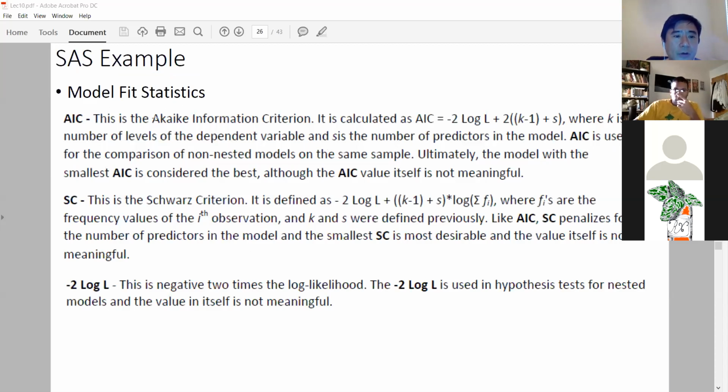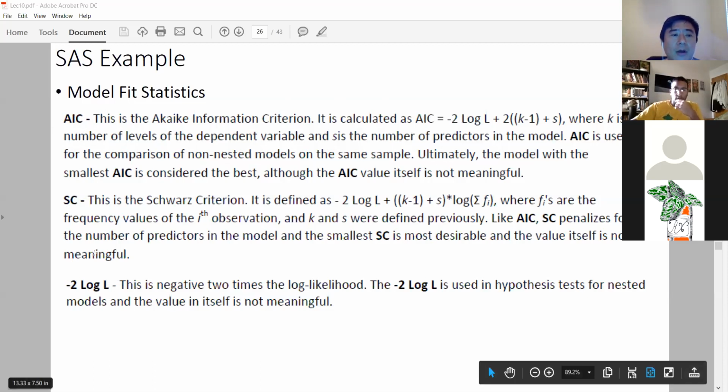All right, and so in the result, we first have the fit statistics. You don't have to really worry about what this means in statistics, but you just need to know AIC, SC, and negative 2 times the log likelihood, which I also call deviance, are all model fit statistics. We should use them to evaluate the prediction of the model itself. And the other thing you need to know is the value itself is not meaningful. It's meaningful only for comparison purposes.